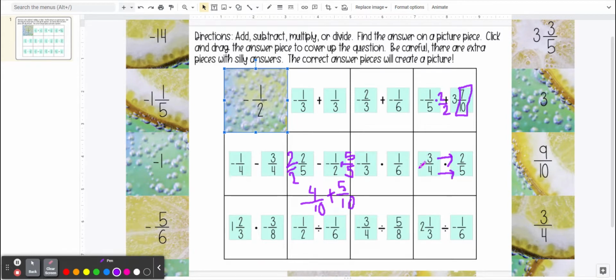All right, so when you multiply, all you're going to do is multiply going straight across and then use your integer rules. So a negative times a positive would be a negative answer. So it's going to be some sort of negative fraction. And you might need to simplify your answer.